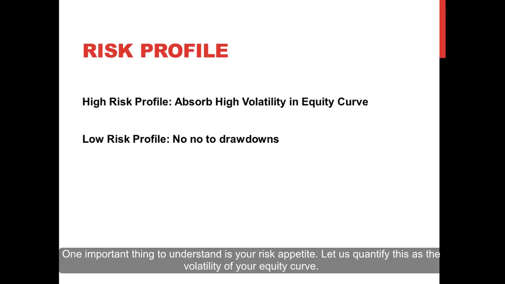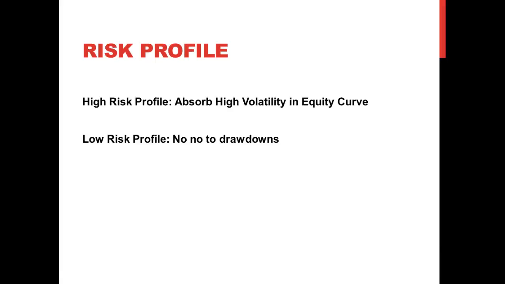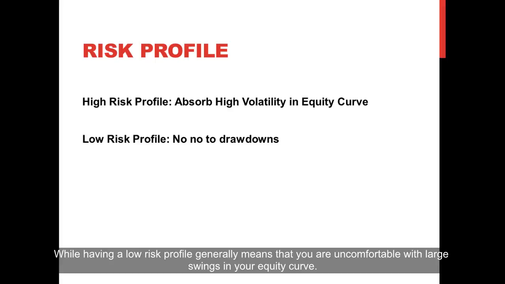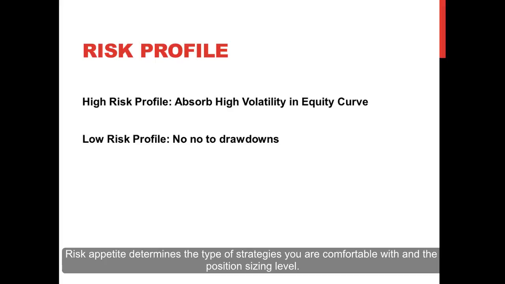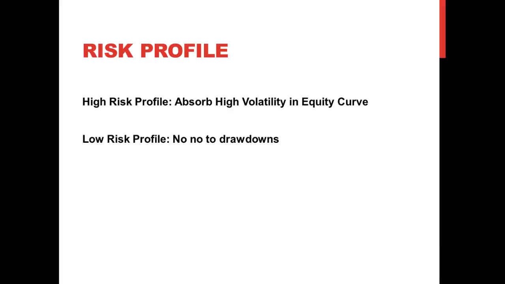One important thing to understand is your risk appetite. We are going to quantify this as the volatility in your equity curve. Having a high risk profile means that you are able to tolerate high volatility in your equity curve, while having a low risk profile generally means that you are uncomfortable with large swings in your equity curve. Risk appetite determines the type of strategies you're comfortable with and the position sizing level that you're comfortable with.